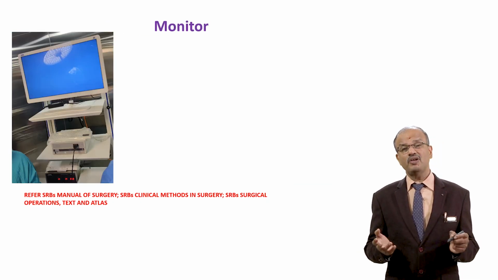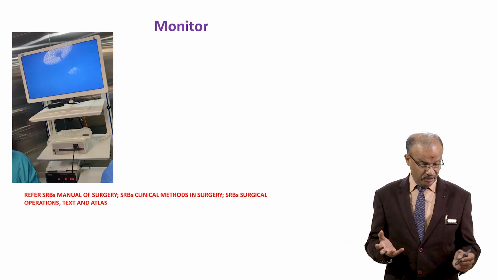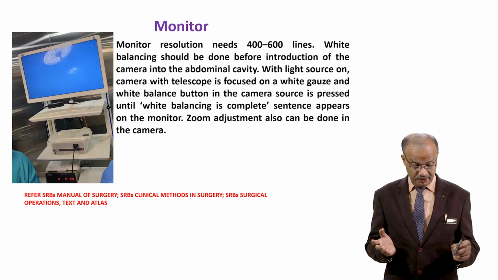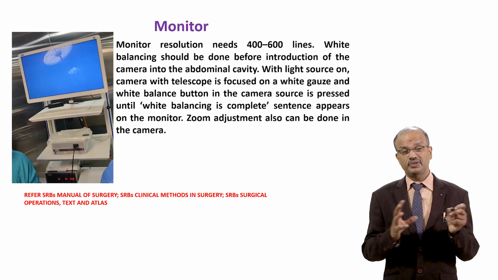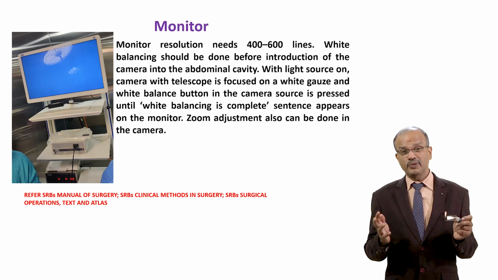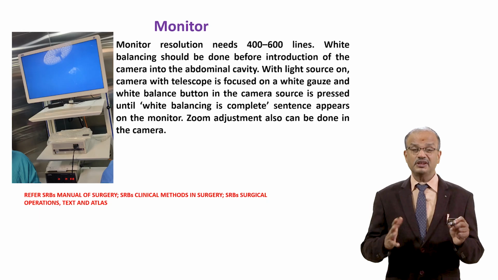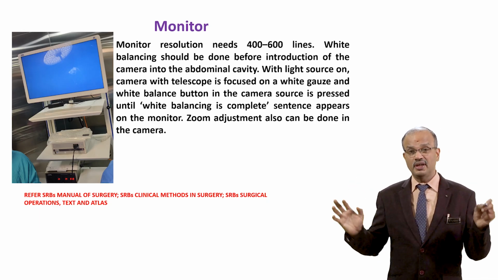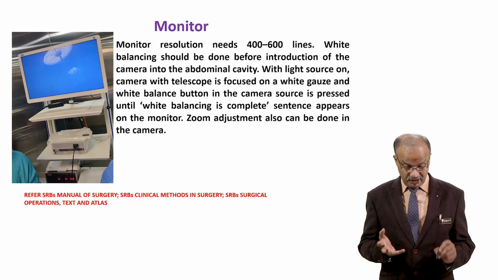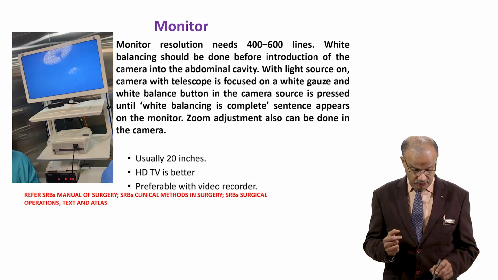So monitor, again, is important. A high definition monitor is important for image clarity. A big screen is important to get a very clear image. Resolution should be 400-600 lines. White balancing should be done once you set up everything, otherwise your color clarity will not be proper, and you won't be able to see the tissue properly. So white balancing is the first thing you have to do once you connect the camera, light source and monitor. You club everything, organize everything. That's the most important thing. Once white balancing is complete, a word will come. Usually a 20 inch monitor, high definition TV, is preferable.